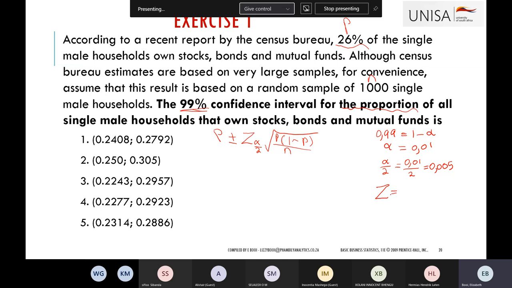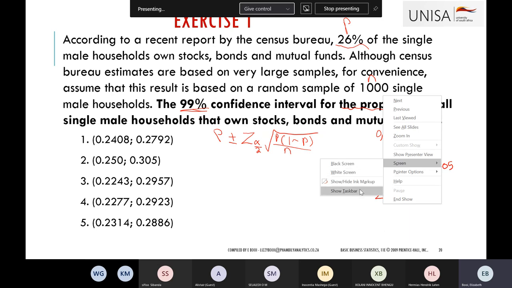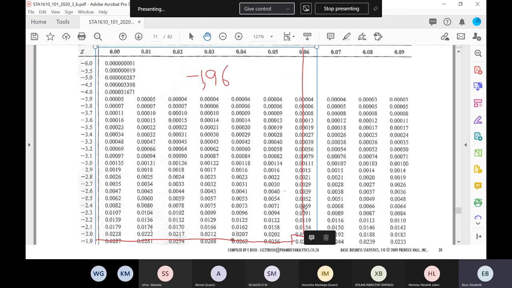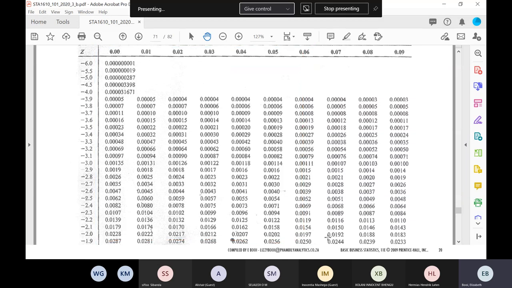So now, taking that, we need to go to the Z table and go find 0.005 on the table. Let's look for 0.005 inside here. I am going to stick with that last one, which is 0.04, because if I round it off correctly, this is way past 0.05. So that will be minus 2.58. So my critical value is 2.58.